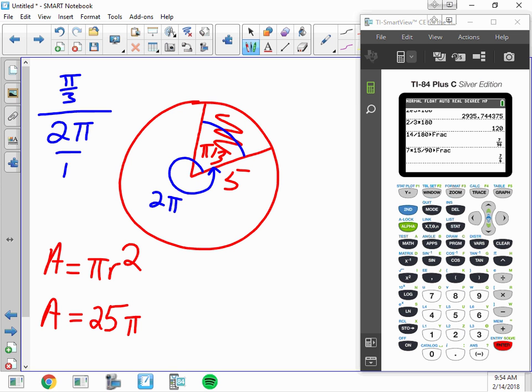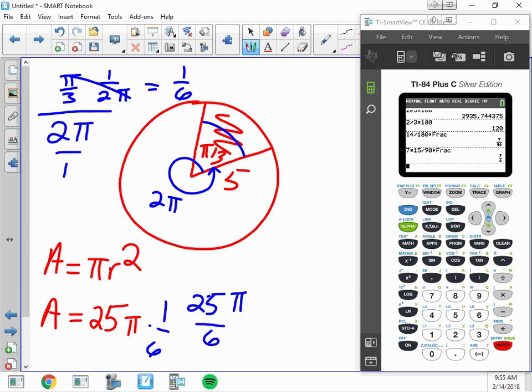Flip and times. So 1 over 2 pi. And I end up with 1/6 what? Of the circle. I ended up with 1/6 of the circle. It's 1/6 of the area, and I get 25 pi over 6.